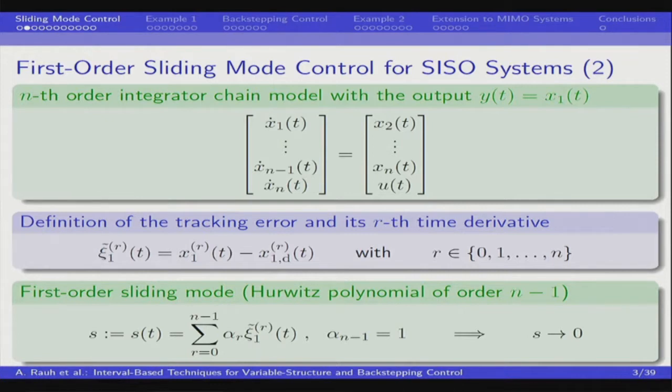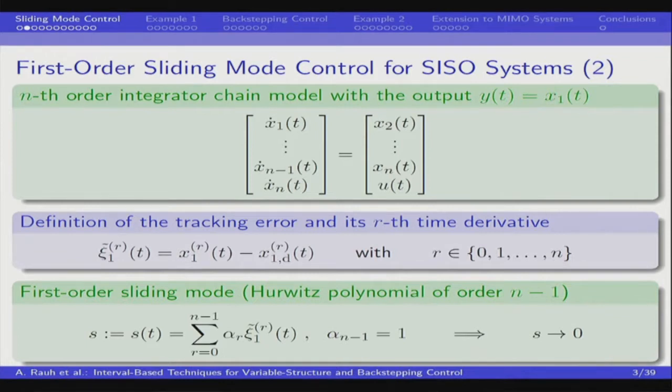Now, we can design first of all a sliding manifold, or you could say a measure for the tracking error, in such a way that you define a weighted sum of the output error itself and the first n-1 time derivatives. It can be shown that, in order to guarantee asymptotic stability of the system on this goal of the control strategy, these coefficients alpha_r in this so-called sliding surface have to fulfill the necessary and sufficient criteria of a Hurwitz polynomial of the order n-1.